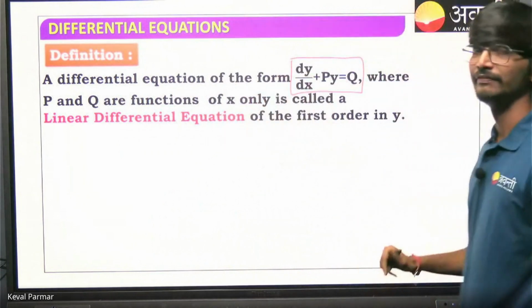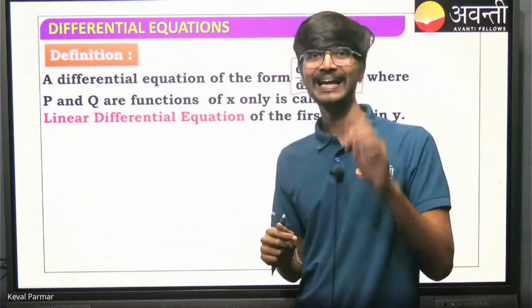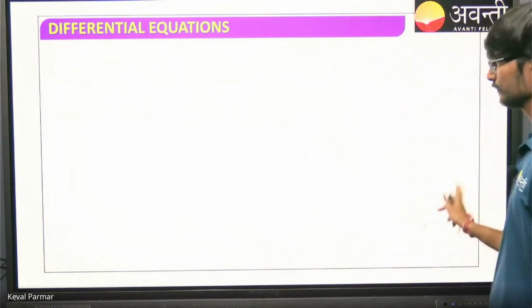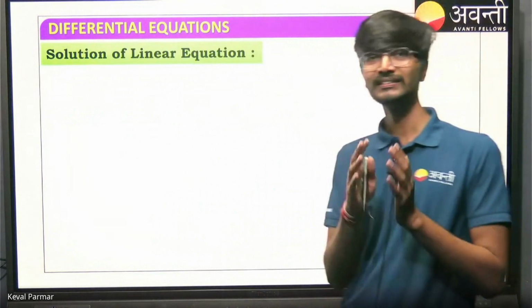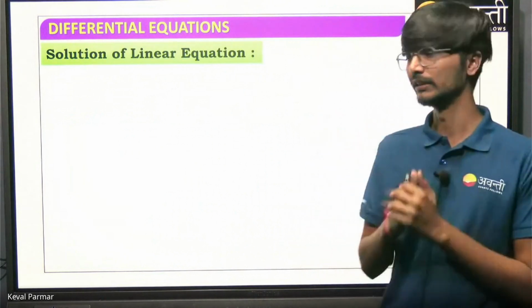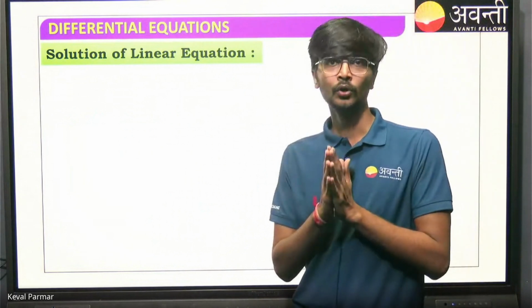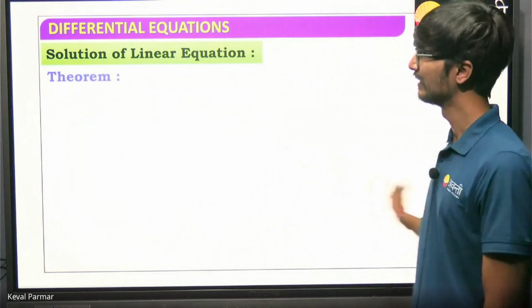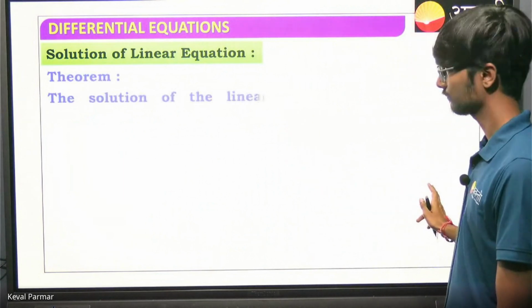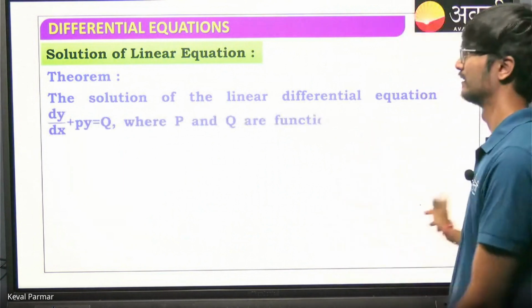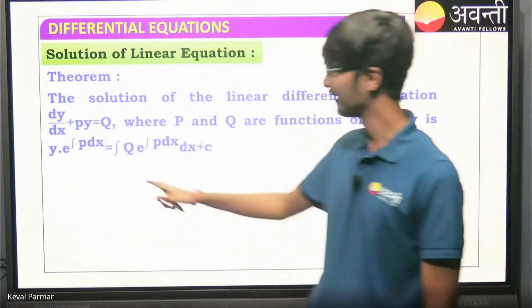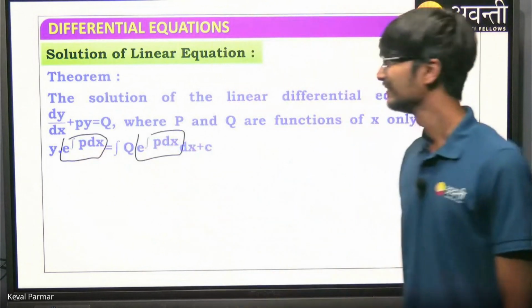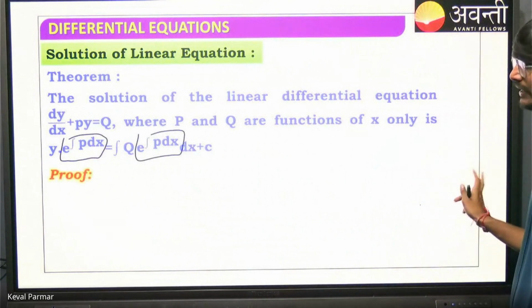This is the form of linear differential equation. P and q should be functions of x only. We have one more form which we'll see afterwards, but let's see what is the solution of linear differential equation. I hope you know the solution, but let us see how we derive it. Basically, we multiply the linear differential equation on both the sides with e raised to integral p dx. This is the solution. Now let's see how it came.